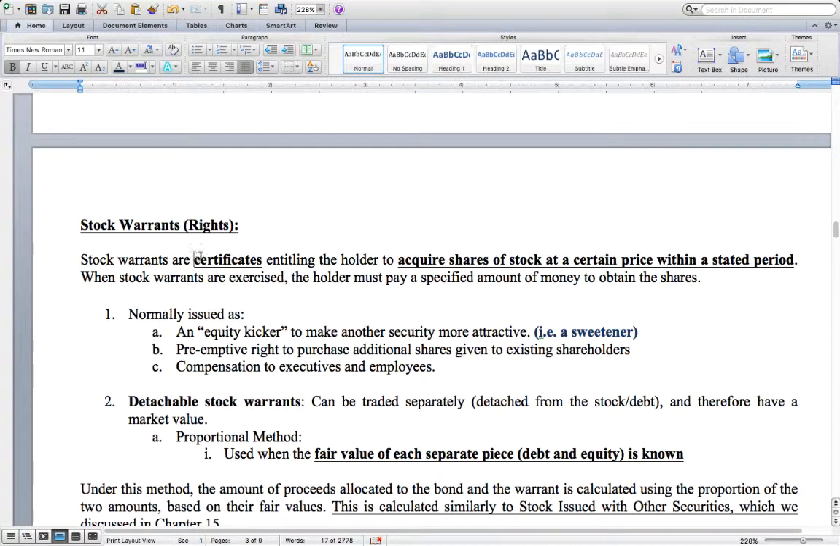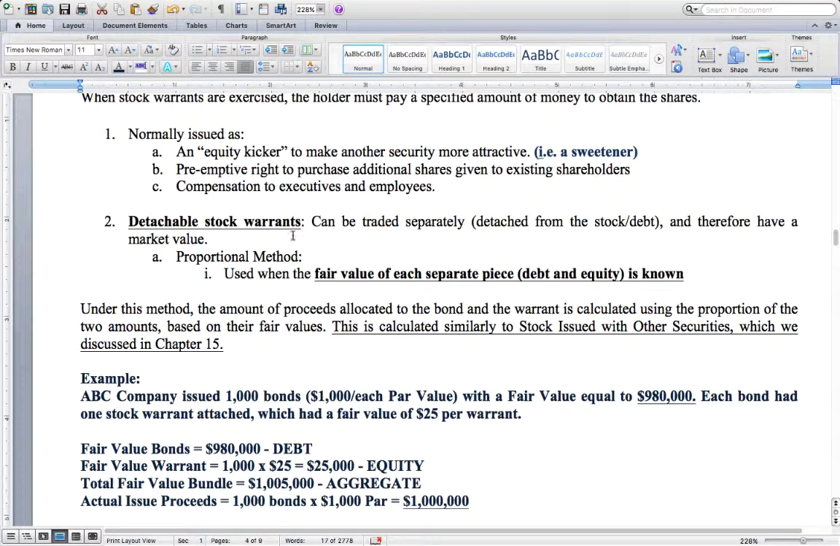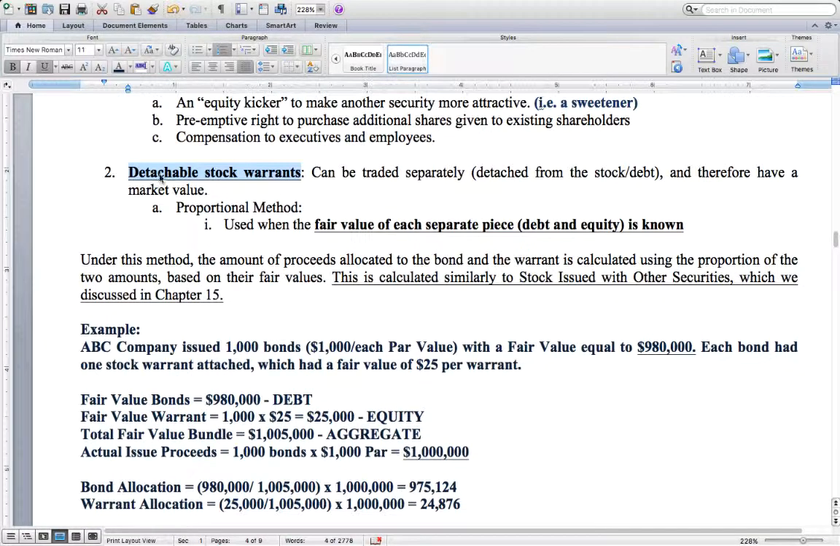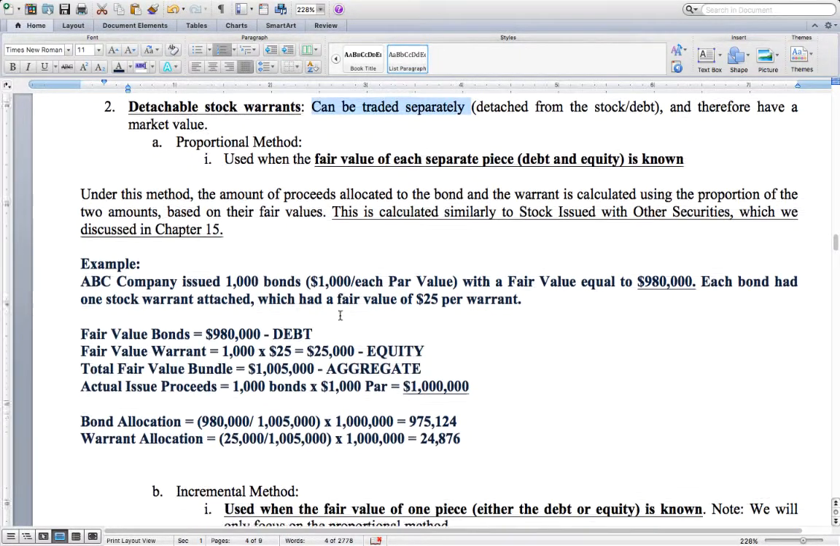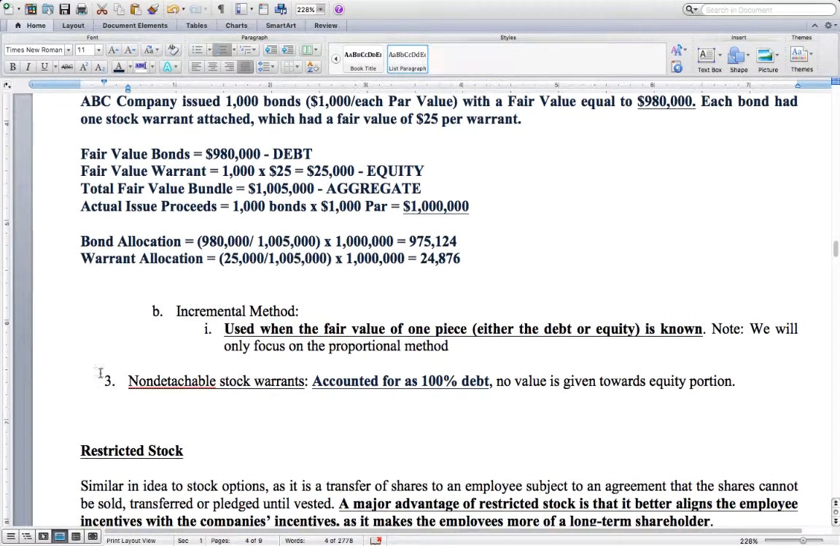Remember that stock warrants represent certificates entitling the holder to acquire shares at a certain price within a certain period. Remember the difference between detachable and non-detachable stock warrants and the difference in how they are accounted for. Detachable stock warrants are allowed to follow the proportional method because the warrants have a separate value because they are traded separately. Whereas non-detachable stock warrants cannot be traded separately, thus they do not have a separate value and they are recorded as 100% debt.